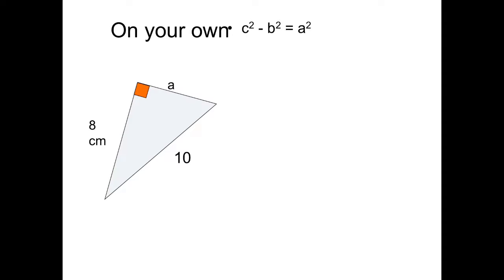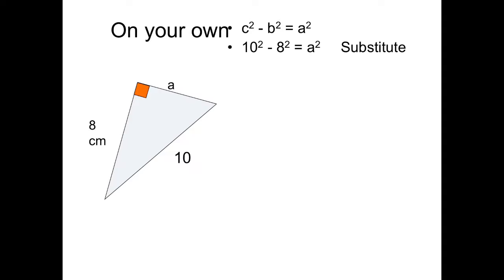We can tell that based on its location, which is across from the right angle but not connected to. So we'll start with the inverse formula. We're going to substitute our numbers in. C is 10, B is 8, and the missing value is A.